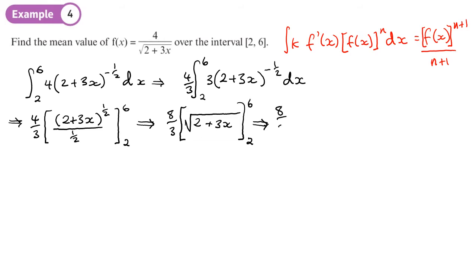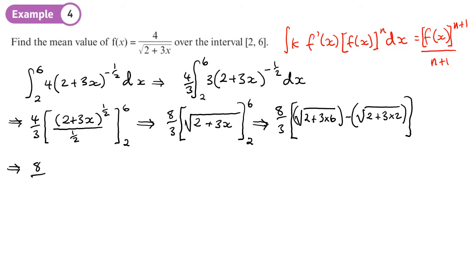So 8 over 3 times the square root of 2 plus 3 times 6, minus square root of 2 plus 3 times 2. So still the 8 over 3 there. Now this will become root 20, minus, and then this will become root 8.